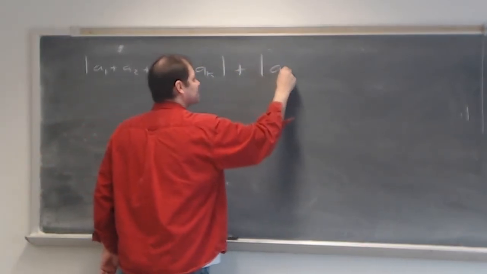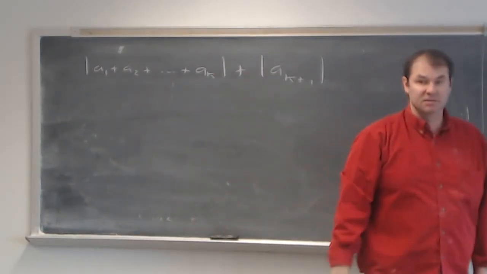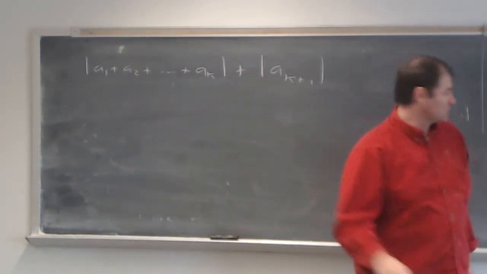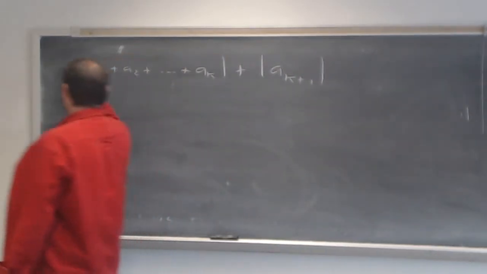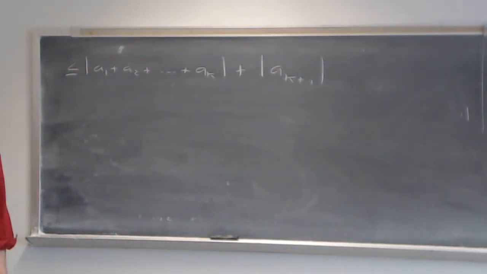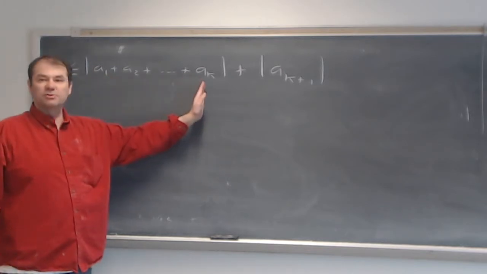Plus the absolute value of a sub k+1. And that's by the triangle inequality. Is that okay? So for those of you here in the room, this is one number, plus another number. That's less than or equal to the absolute value of the first plus the absolute value of the second. That's exactly what I've written, except I forgot to write down less than or equal to. That's important. Now, here, how many numbers do we have?